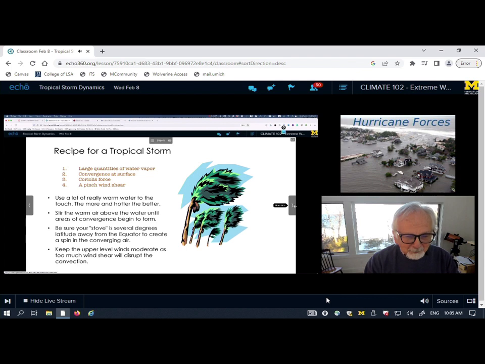Coriolis force, you have to be at least 5 degrees away from the equator. And the wind shear. You cannot have too much wind shear. That is the change of wind direction and wind speed with altitude, because otherwise these clouds can't organize.